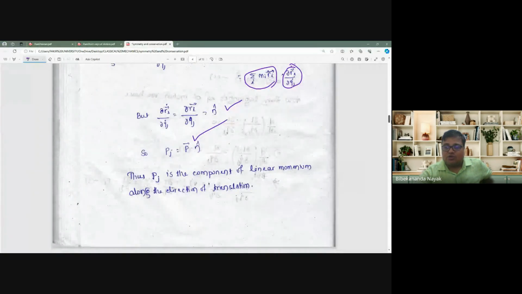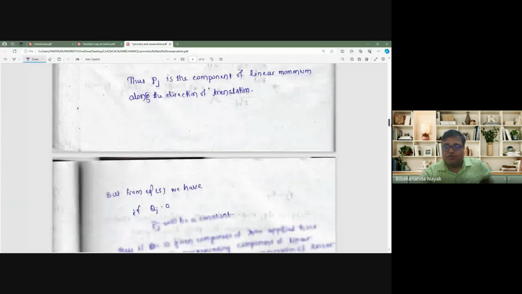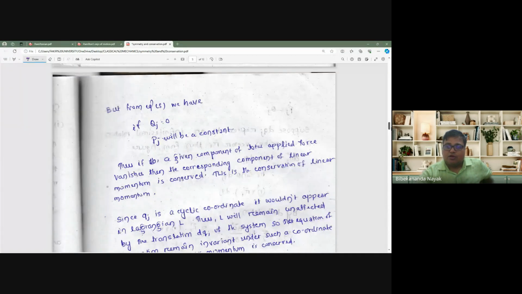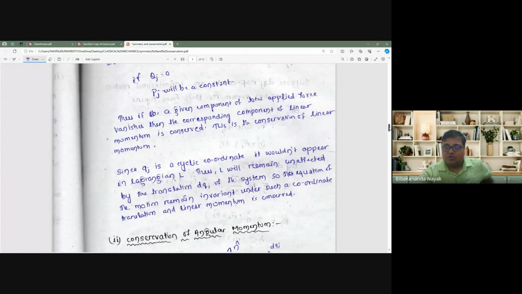So Pj is the component of linear momentum. When F is 0, Pj is a conserved quantity, it is constant. Thus, if a given component of the total applied force vanishes, then the corresponding component of linear momentum is conserved. This is conservation of linear momentum.